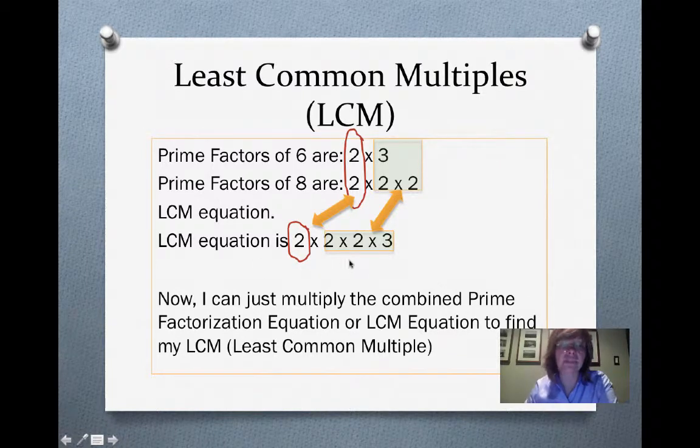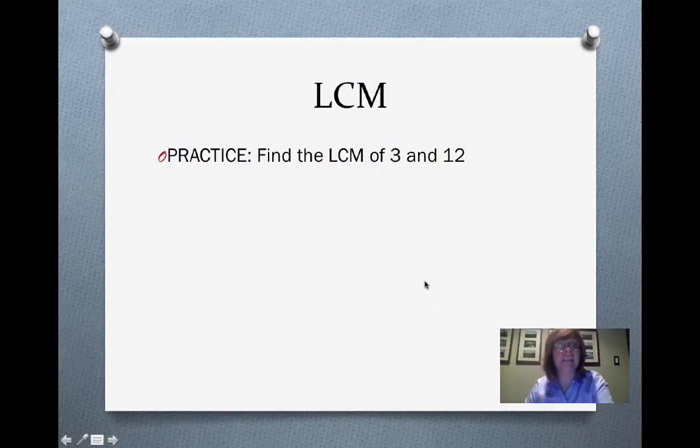Now, all I have to do is simply multiply these together to find my LCM. So 2 times 2 is 4, 4 times 2 is 8, and 8 times 3 is 24. My LCM for 6 and 8 is 24, just the same as what we found out using the list of multiples method.